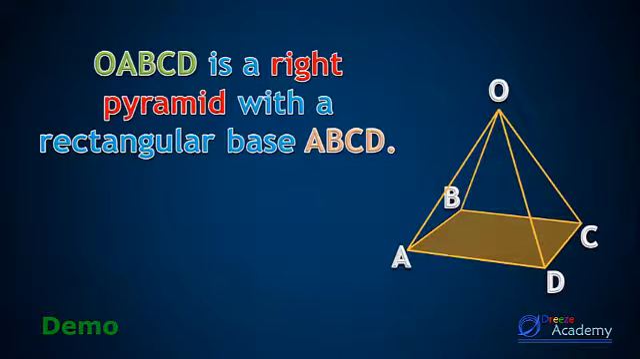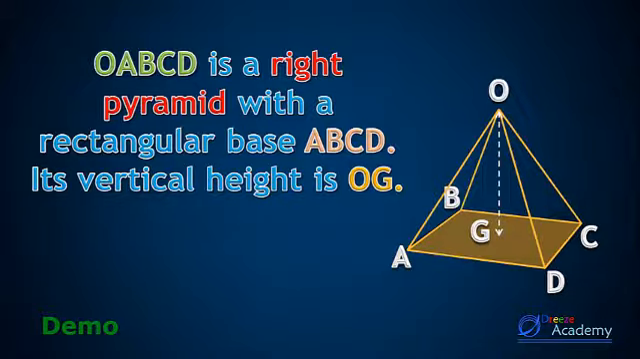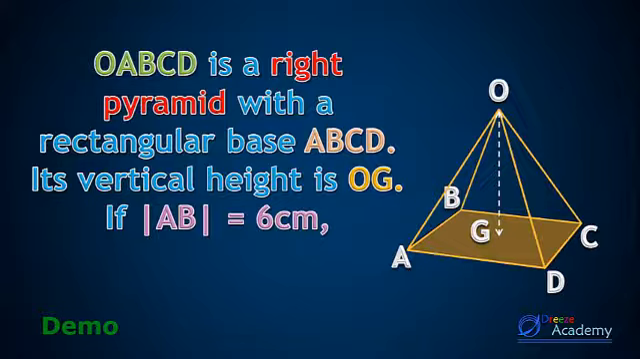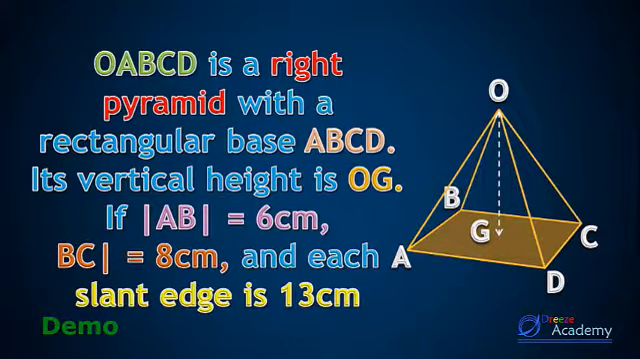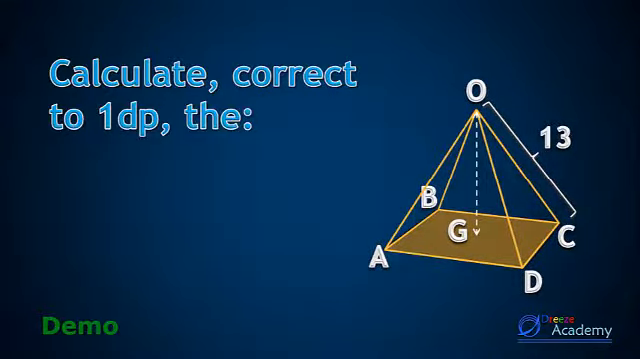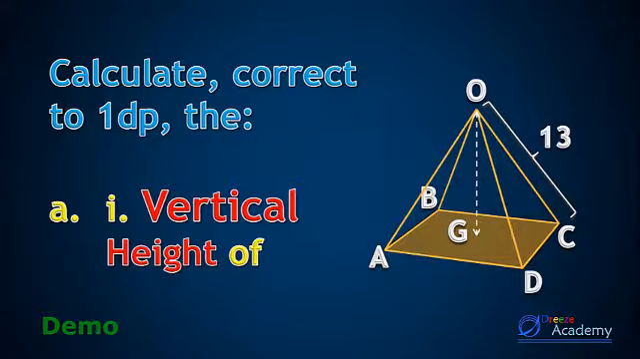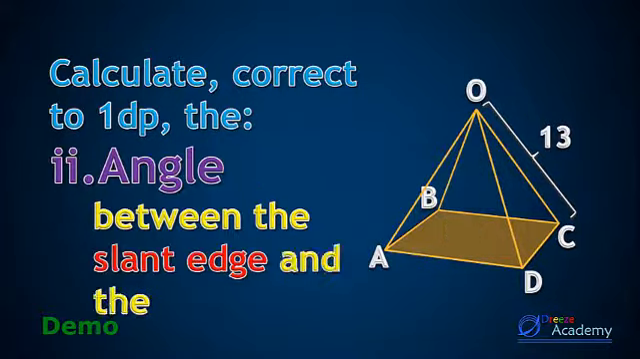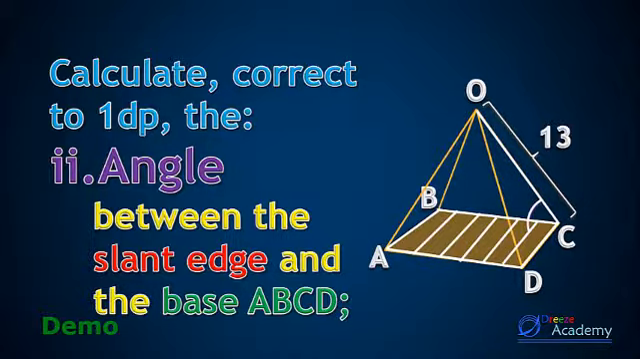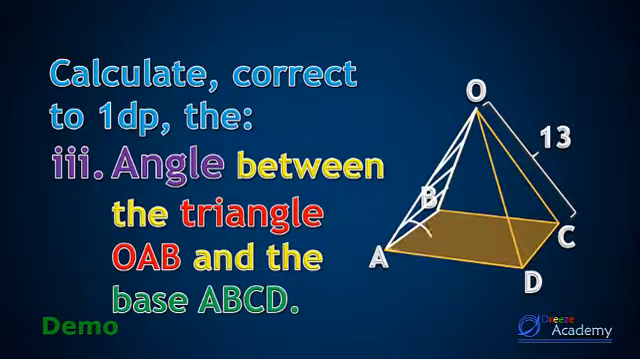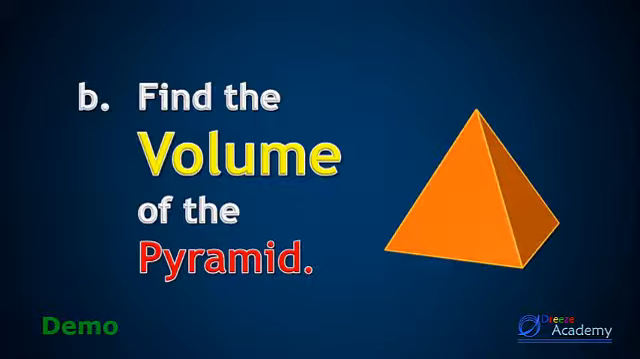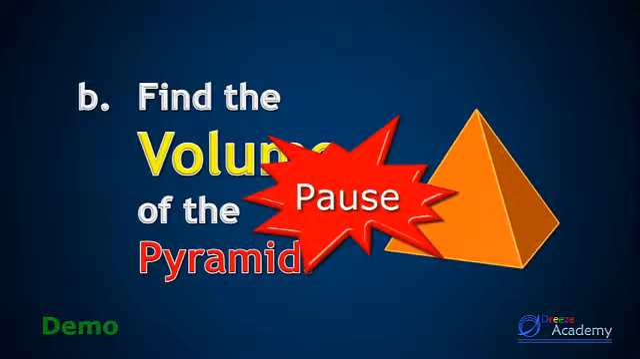OABCD is a right pyramid with a rectangular base ABCD. Its vertical height is OG. If length AB is equal to 6 cm, length BC is equal to 8 cm, and each slant height is 13 cm, A. Calculate correct to one decimal place the vertical height OG, the angle between a slant edge and the base ABCD, the angle between the triangle AOB and the base ABCD. B. Find the volume of the pyramid. Now pause this program and answer the question before continuing.